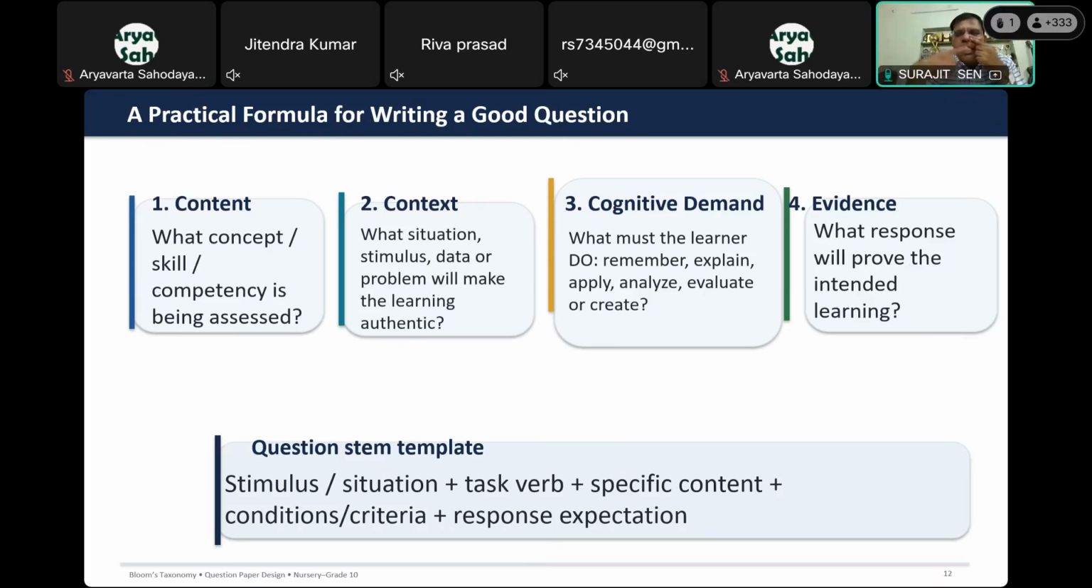If you keep these 4 in mind, you can make a wonderful question paper where children will enjoy. Examinations should also be sessions of enjoyment. There should not be sessions of fear and anxiety and mistrust. No, never. So the question stem template, how do you make it? Stimulus, the situation, plus you give a task to explain, analyze, or whatever. So specific content you will give, the conditions and the criteria, and what response you have to keep in mind. If we make it this way, we can make very good questions for our children. We will enjoy it also.